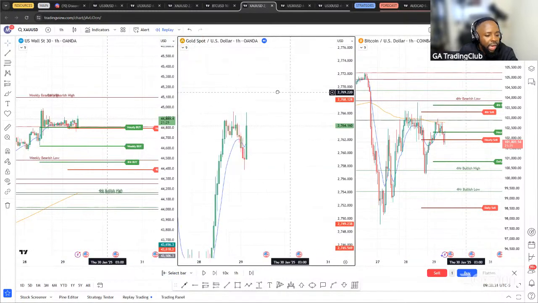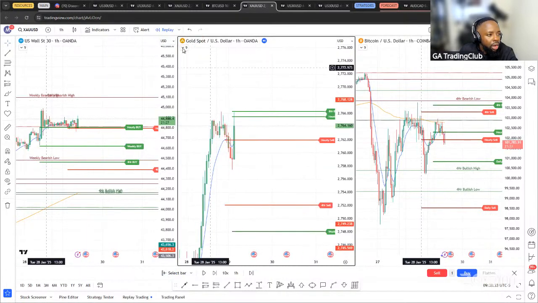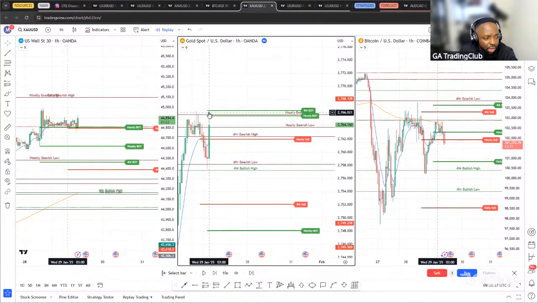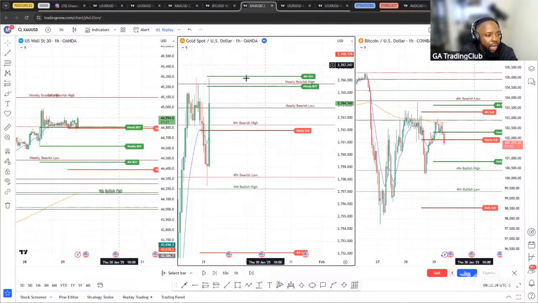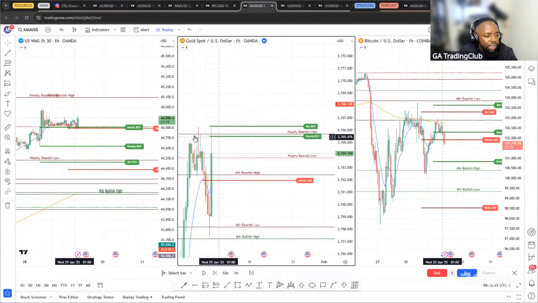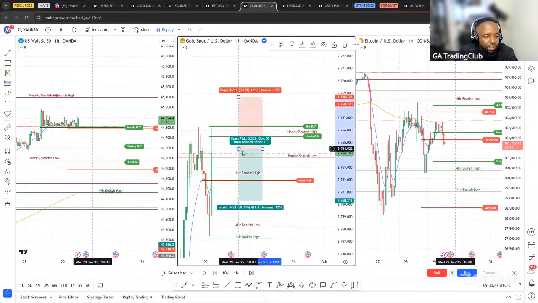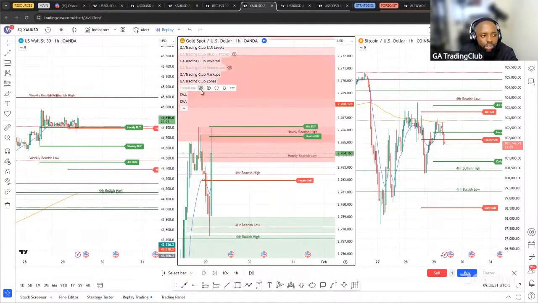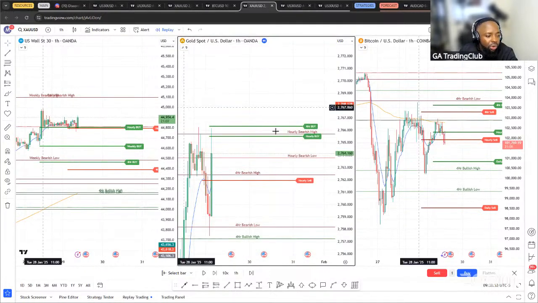So we had creation of this level right here. So we had these two SARs right here. And again, this is on the hourly time frame. So price rejected on this candle and closed below. So that's confluence number one. Confluence number two, what zone was it in? It was in a red zone. So that targeted confluence number two.